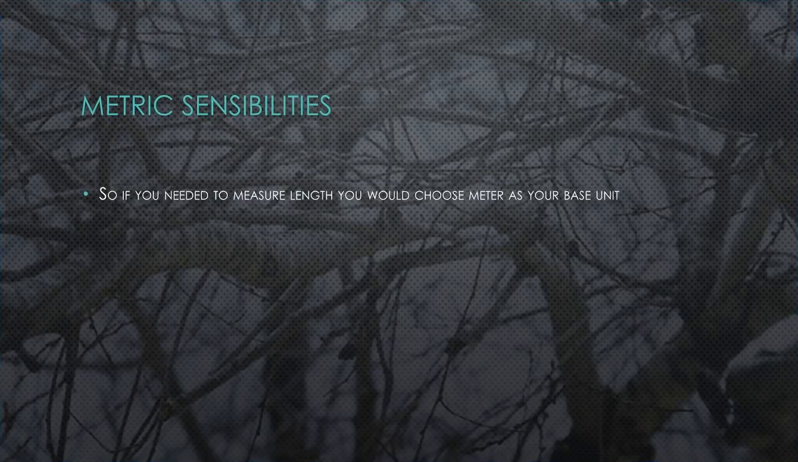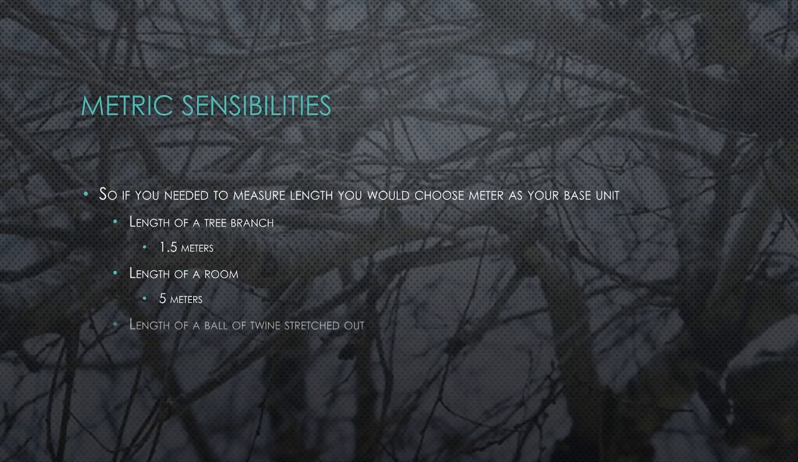So ultimately, let's start by looking at the base units. Let's say you had a tree branch. Well, a tree branch might be about 1.5 meters long, while a room, well, that might be about 5 meters across. And if I took a ball of twine and I let it all go, let it stretch out all the way, I might have about 25 meters of twine. That's great. Those are all going to use meter very well.